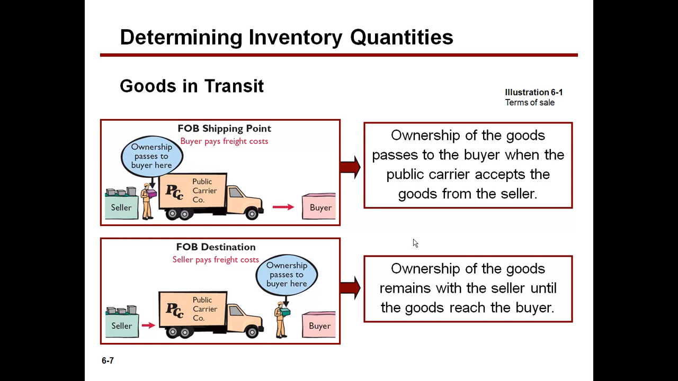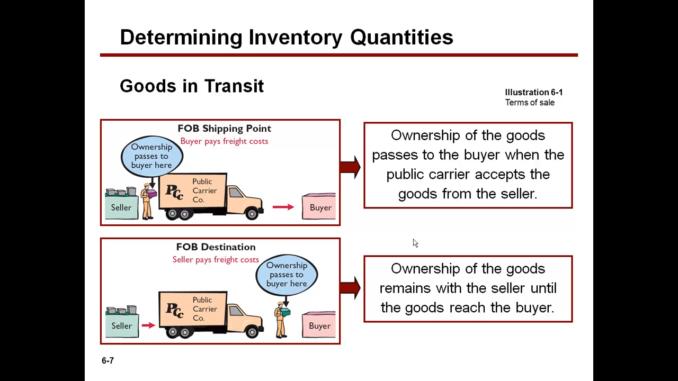Here's two terms of sale that we've looked at in a previous chapter: FOB shipping point versus FOB destination. As we learned, the FOB shipping point means free on board at the shipping point of the seller. So at that point, the buyer takes title and should include those goods, any goods in transit, in their ending inventory if it occurs at month end. So ownership is being passed to the buyer when the transportation carrier accepts the goods from the seller to ship them to the buyer.